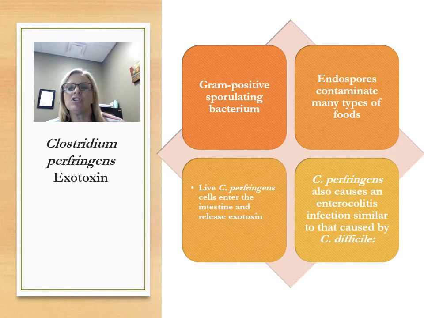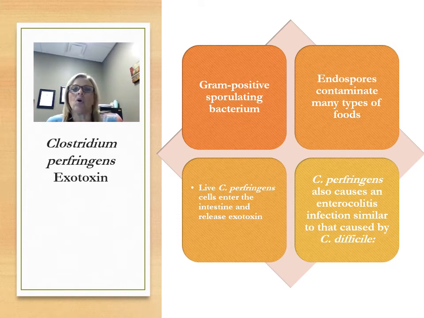So Clostridium perfringens is going to be a gram-positive endospore-forming bacterium that can contaminate many different types of food. Meat and fish are frequently going to be the ones infected, although vegetables that haven't been cooked thoroughly enough to destroy endospores can cause illness as well. When the foods are cooled, the endospores can actually germinate and the cells can multiply, especially if it's not been refrigerated. If it is eaten without adequate reheating, the live Clostridium perfringens cells can enter the intestine and then begin to release the exotoxin.